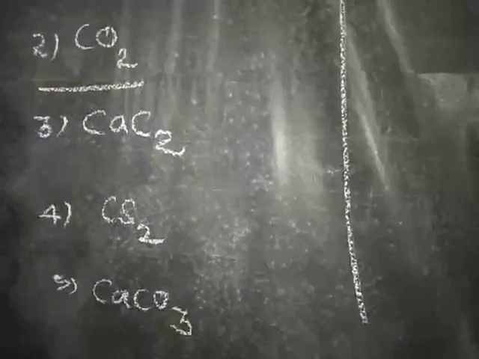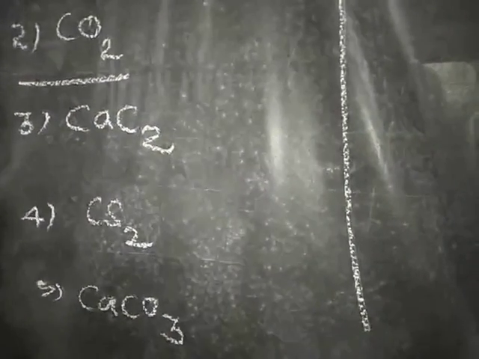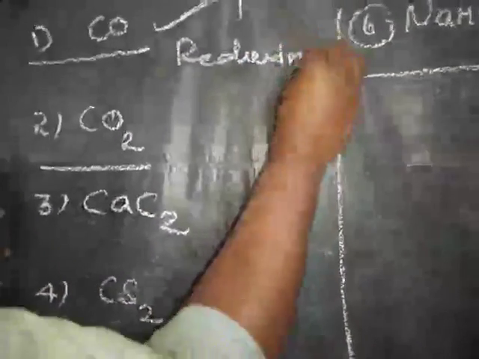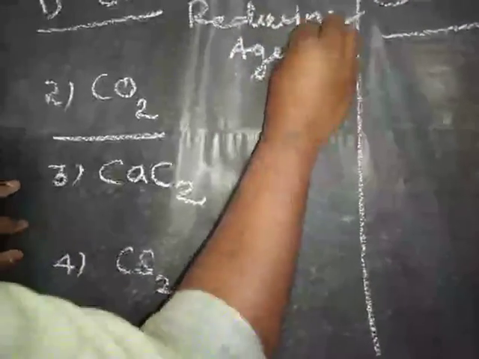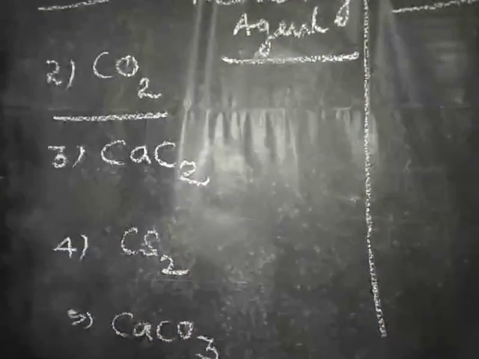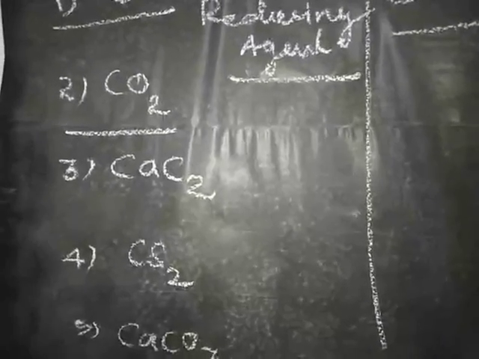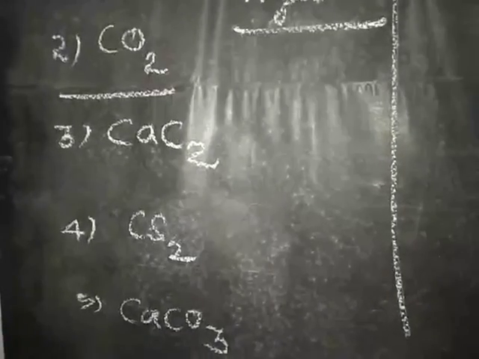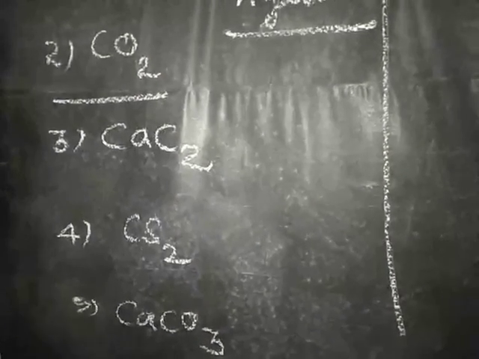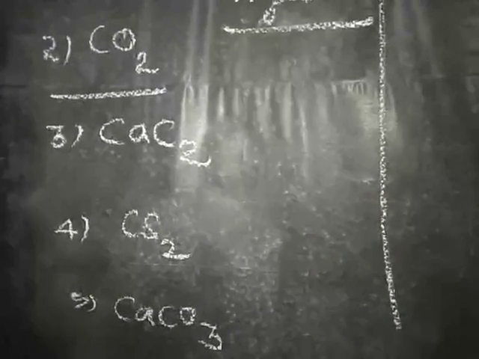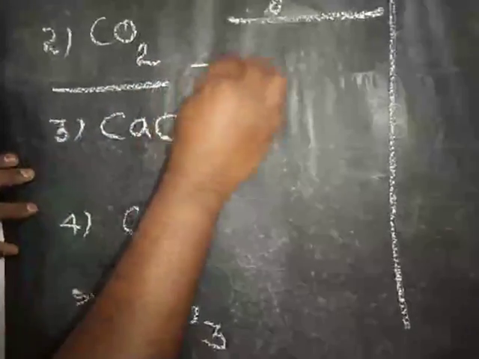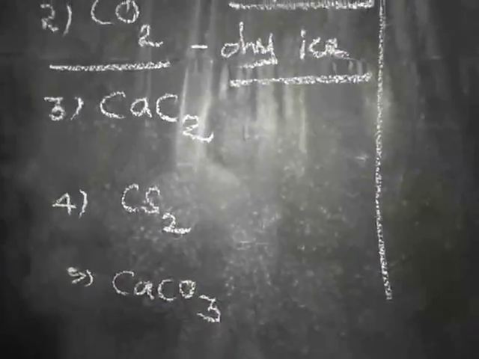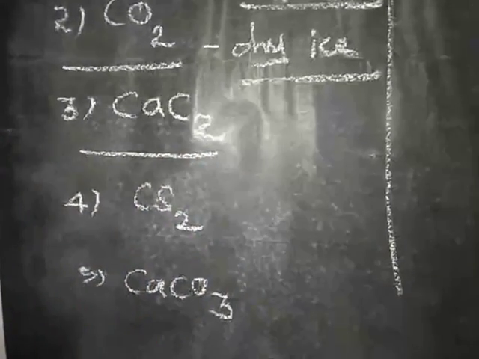Next one, carbon dioxide. So what is the symbol of carbon dioxide? CO2. Carbon dioxide is used where? Fire extinguishers, preservative for fruits, making bread, manufacturing of urea, carbonated water, nitrogenous fertilizers, dry ice in refrigerators. So solid carbon dioxide is known as what? Dry ice.